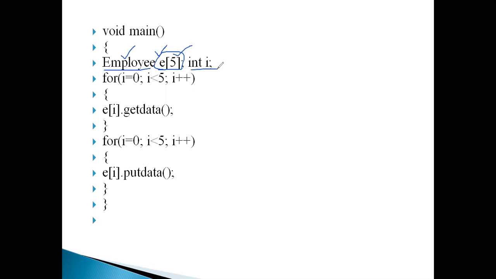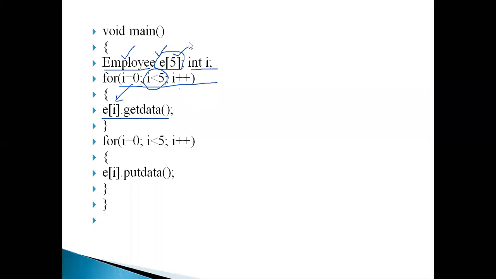Now this is the normal variable. See the difference between the object and the normal variable. With the normal variable, I execute the for loop: i is equal to 0, i less than 5, i plus plus, which indicates that the loop will execute up to 5 times. E of i dot get data. Whenever the i value is 0, E of 0 dot get data means for the first time it executes the get data function and reads the employee name and age. Then i plus plus.